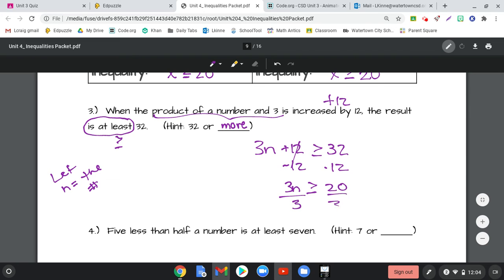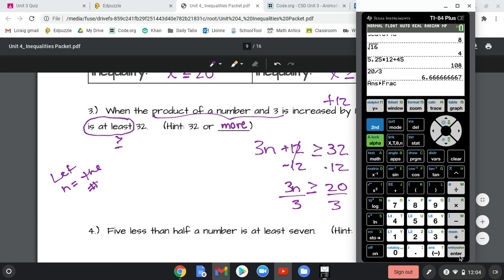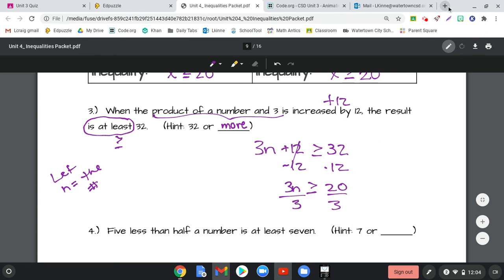Divide by 3. I'm going to get a decimal, that's okay. 20 divided by 3 is 6.6 repeating, or you can hit math, enter, whatever you prefer, 20 over 3. Either of those is fine.